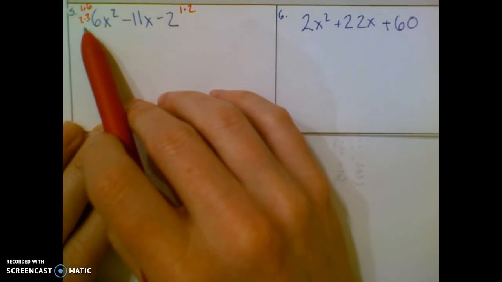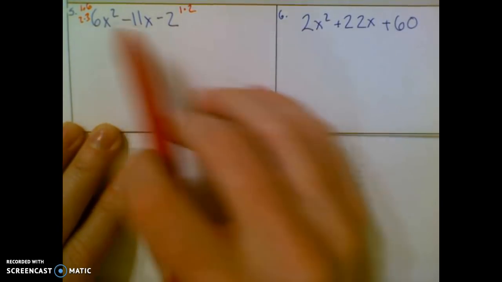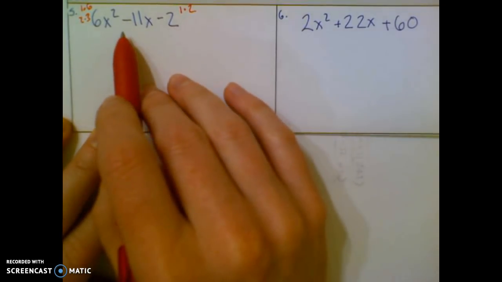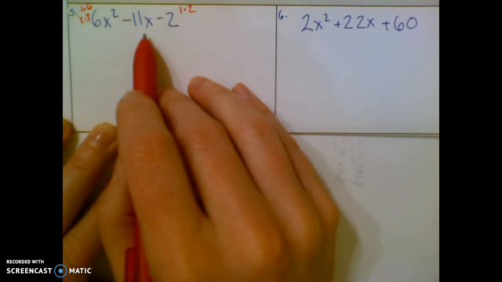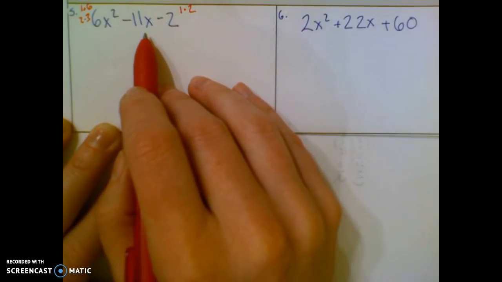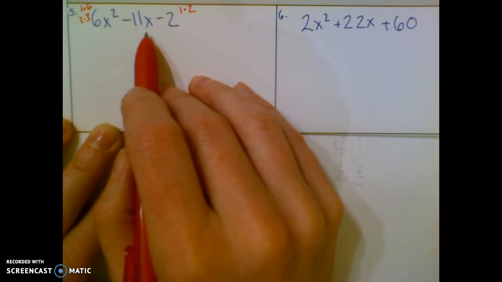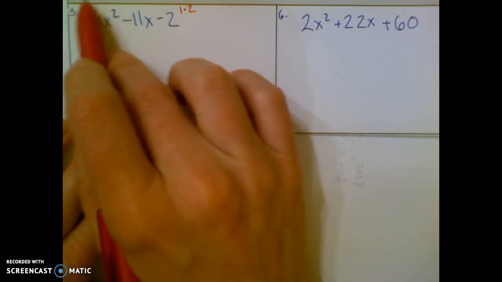I went ahead and wrote the factors down already for the A term and the C term. And with this one, I noticed that my B value is kind of large. So in that case, if you have a larger B value, sometimes it does benefit you to start out with the more extreme values. So I am going to just start with 1x and 6x.